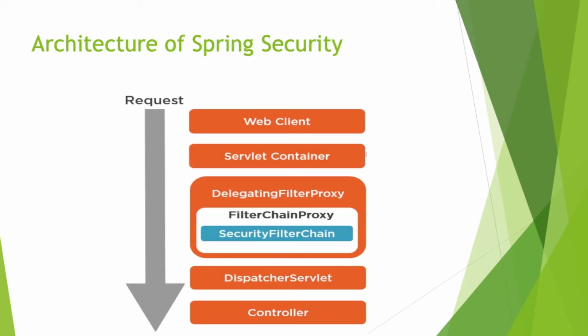Now let's look at this diagram and go through the components that we talked about so far. So when the request comes in, it comes into the container. The very first filter that it encounters is the delegating filter proxy. The delegating filter proxy will then delegate to the filter chain proxy, which is where all your filter chains live. The filter chain proxy will iterate through all the chains and find the correct one that matches your request, and it will pass the request to it. After it goes through the entire filter chain, the request will then get passed on to the dispatcher servlet and eventually to the controller.